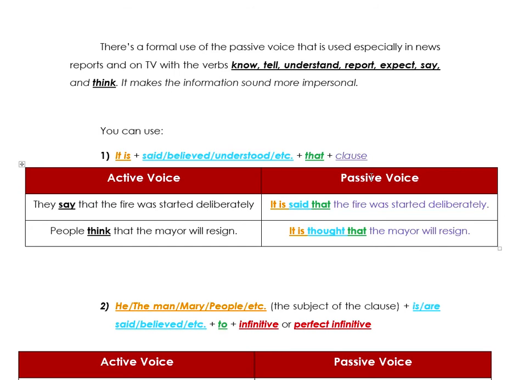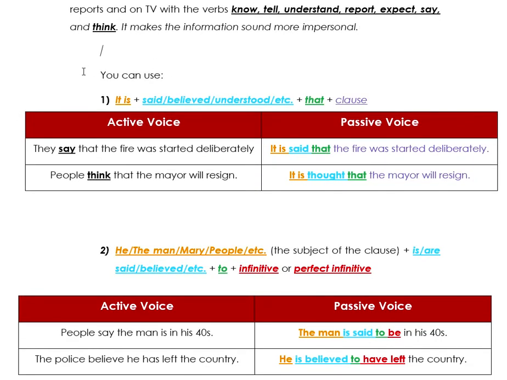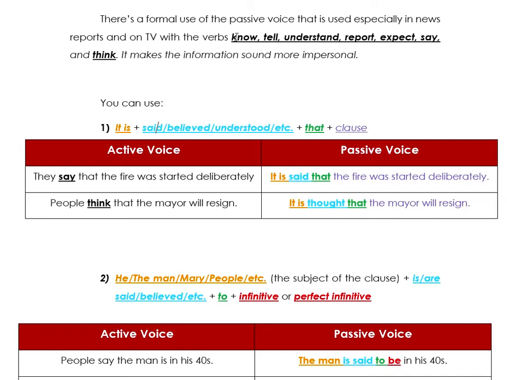There are two ways to form the formal use of the passive voice. Okay? Hay dos formas para formar la voz pasiva de un modo formal. You can use, well, number one, it is plus said or believed or understood, etc. Okay? El verbo que nosotros necesitemos utilizar en pasado, obvio. Plus that plus the clause.